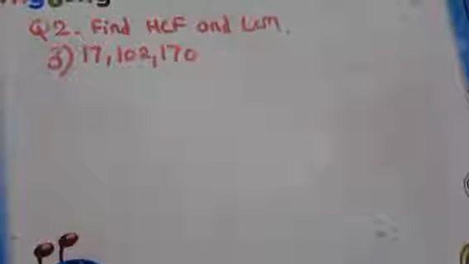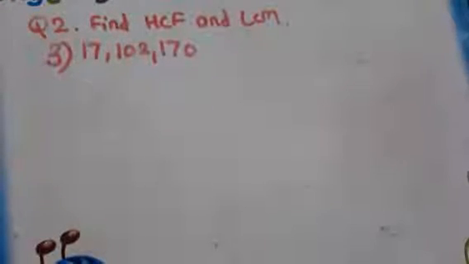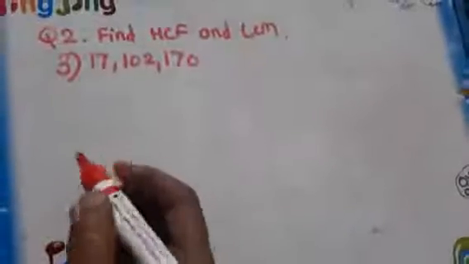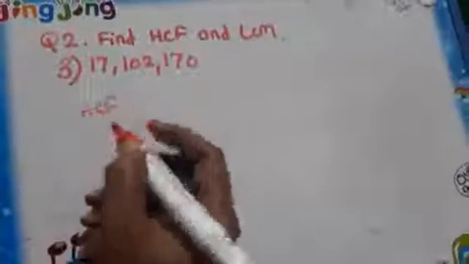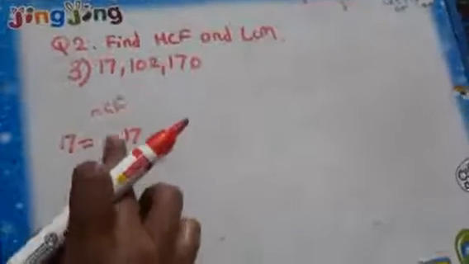Now I am going to solve the third question: 17, 102 and 170. For this we will choose the vertical method for calculation of HCF and LCM. So for that we will write the factors of all numbers. 17 is a prime number, so it will be just 1 into 17. As 1 is not a prime number, 17 will be equal to 17. We just have to write 17.